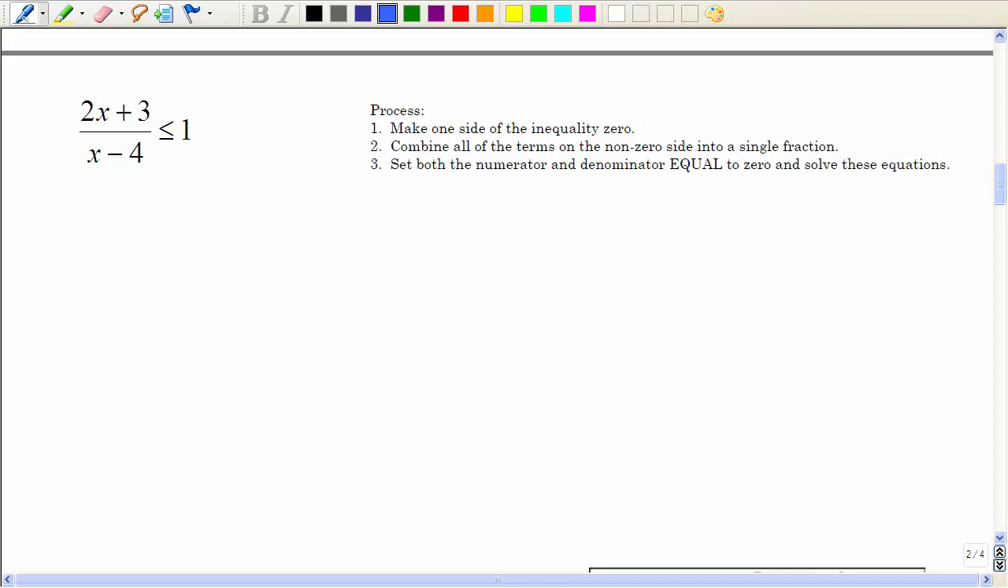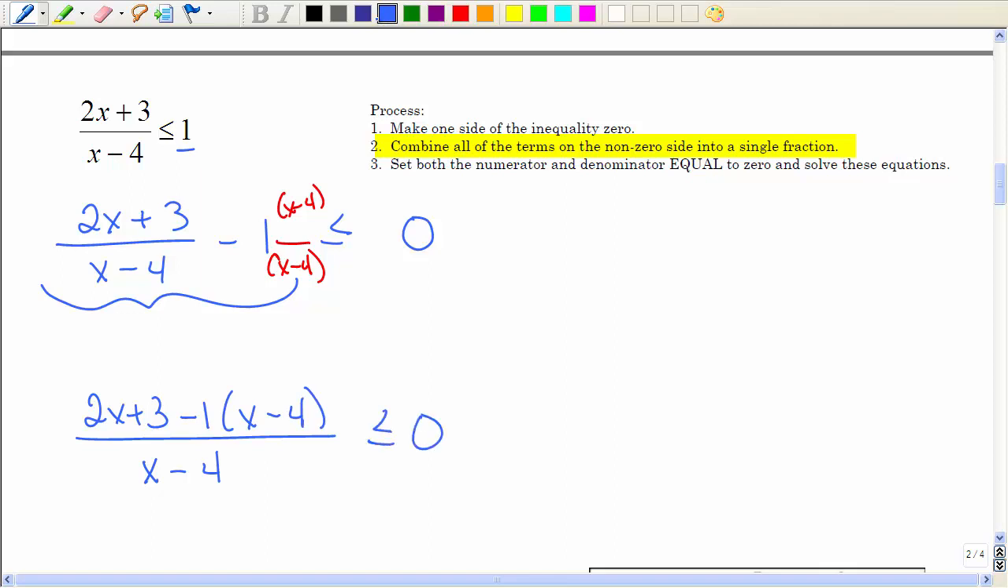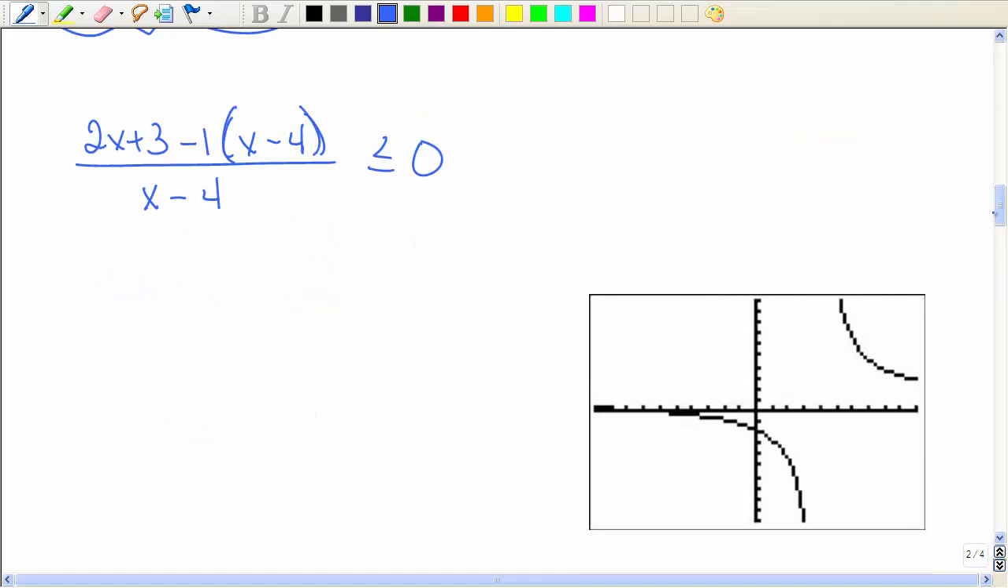On this example, notice there's not a 0. So the first thing we need to do is subtract 1 from both sides so we can have that 0. The next step says we have to rewrite this as a single fraction. So I have to find a common denominator, which is x minus 4. So that means I need to multiply this fraction by (x minus 4) over (x minus 4). So I have -1 times (x minus 4), and that's less than or equal to 0. Notice I'm taking the time to put parentheses here to help me remember to distribute that -1.